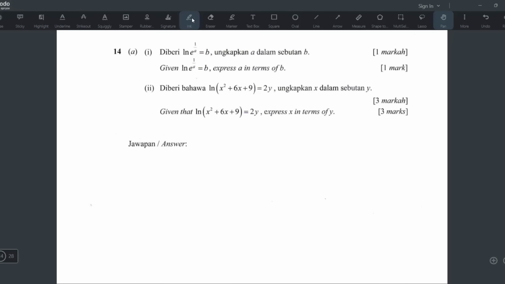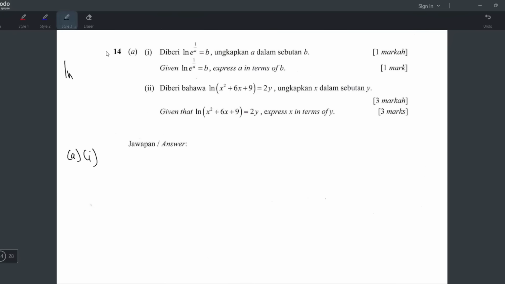Okay, 14. We are almost done with the whole paper. Let's finish it. I can see this is a long question. You see ln, right? So let's talk about ln. What chapter first of all? Form 4, chapter 4, the indices, surd and log chapter. So this is an ln question.